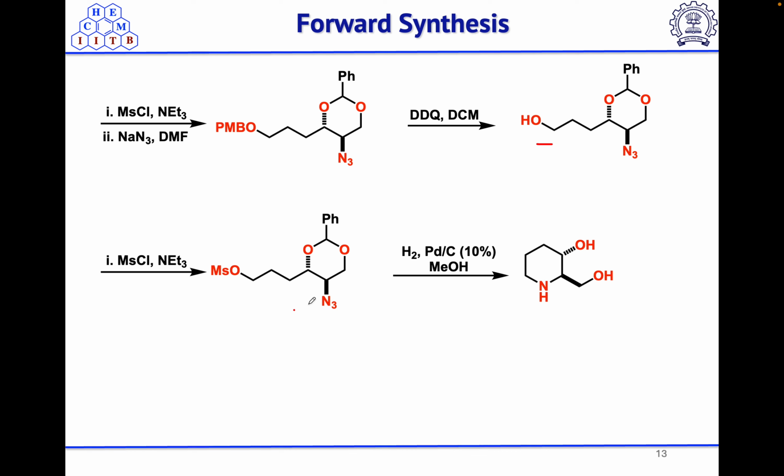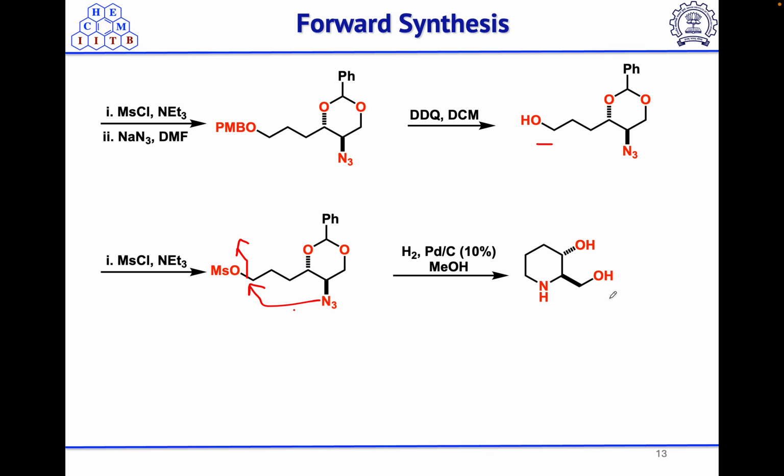This NH2 will, in situ, add to this carbon and an SN2 reaction will happen. So you will get the six-membered piperidine ring in situ. This is very interesting. In the same hydrogenation conditions, first azide to amine will form, and this amine will undergo a nucleophilic substitution reaction to give this piperidine ring. So this is the molecule now.